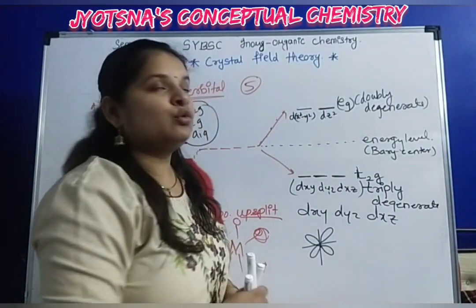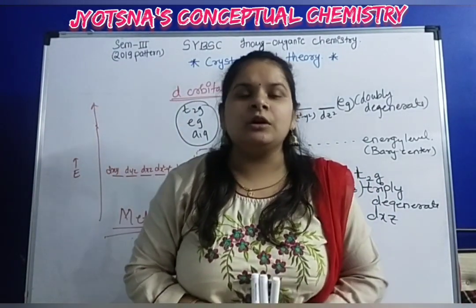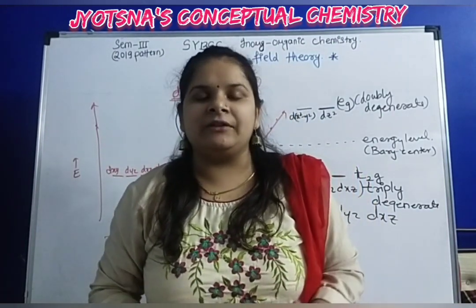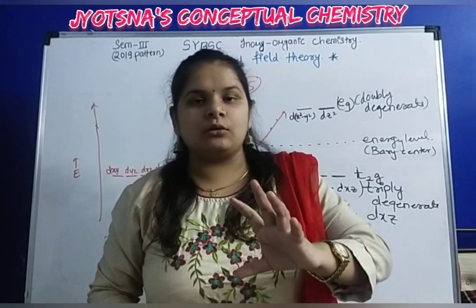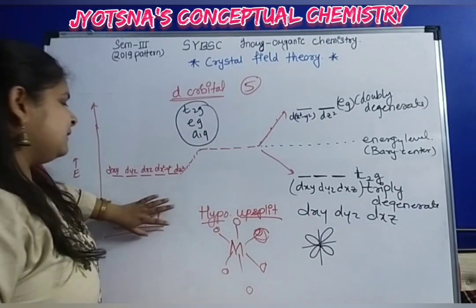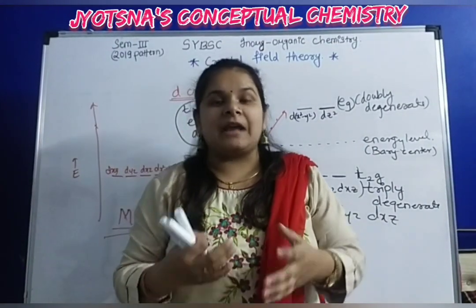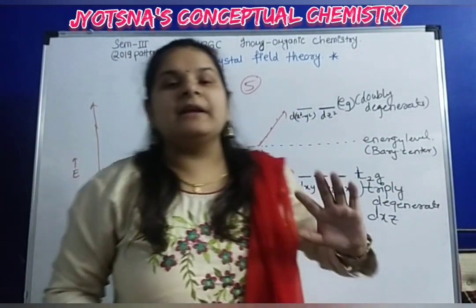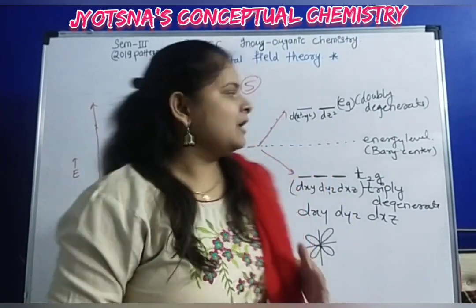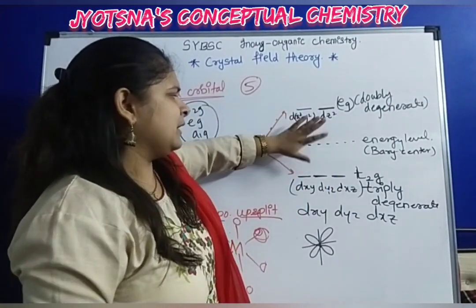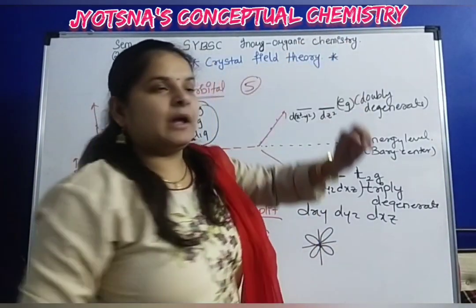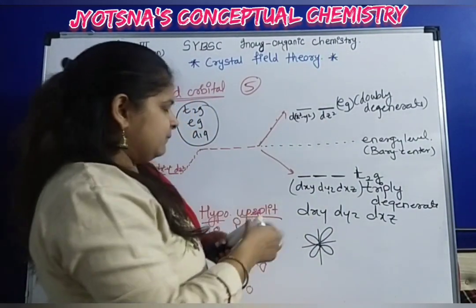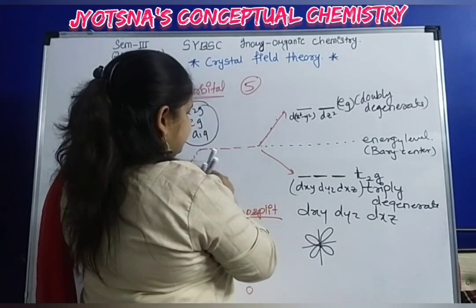There are two types of ligand. We saw in VBT also that there are two types: strong field ligand and weak field ligand. The metal is the same, but the type of ligand approaching the metal determines the splitting. If there is a weak field ligand, it will split only a little, not more. If there is a strong field ligand, it will split more, with higher energy. I will show you.